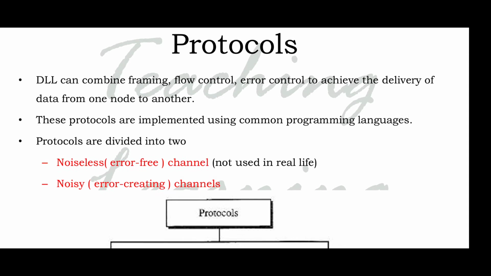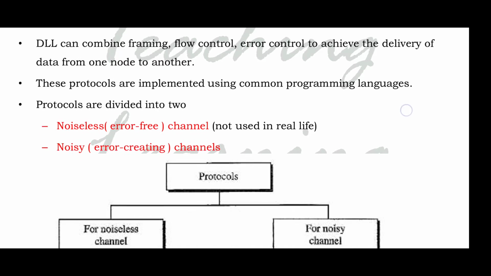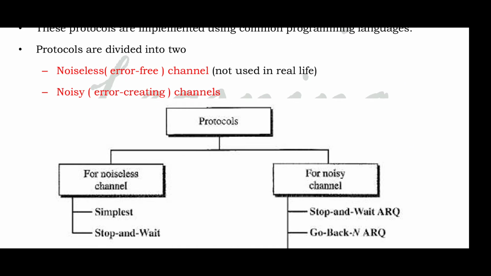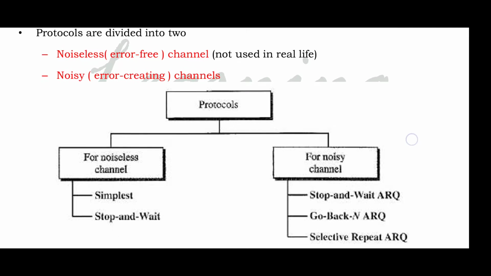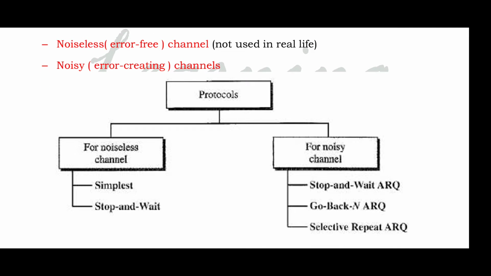First we are going to discuss the noiseless, error-free channel. The classification of these protocols: the noiseless and noisy channels we have already discussed. In the noiseless channel, we are discussing the simplest protocol and Stop-and-Wait now. In the noisy channel there are Stop-and-Wait ARQ, Go-Back-N ARQ and Selective Repeat ARQ, which we will discuss in the next section. Today we are only going to discuss the noiseless channel.